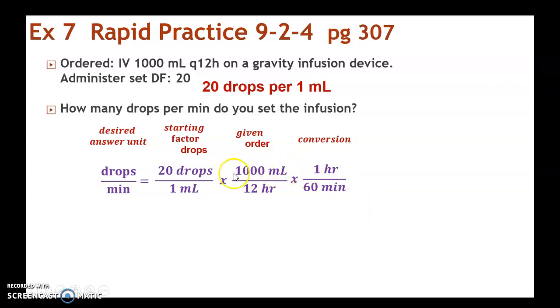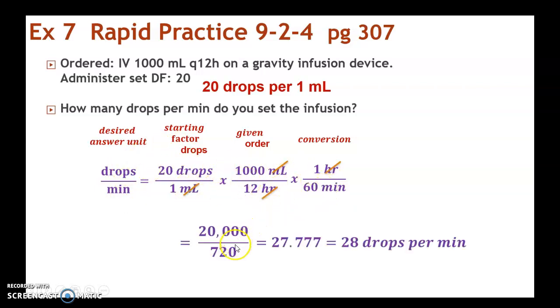All right, so now check your units. The milliliters cancel, the hours cancel. We have drops on top and we have minute on bottom, and that's what we were looking for. So multiply the top, multiply the bottom, then we can divide. Now it's going to give us the 27.77777. You need to round that to a whole number, okay?